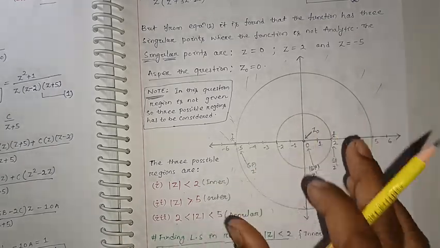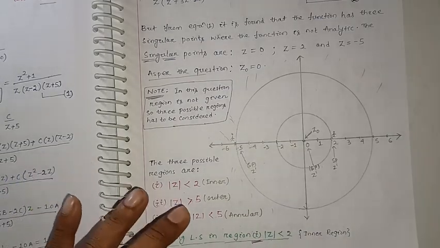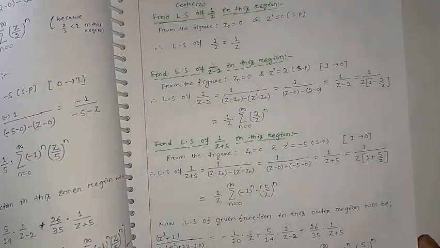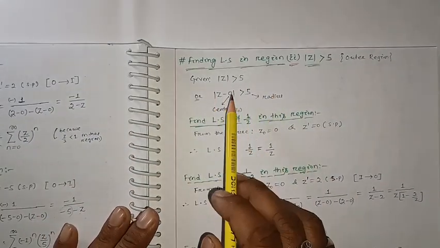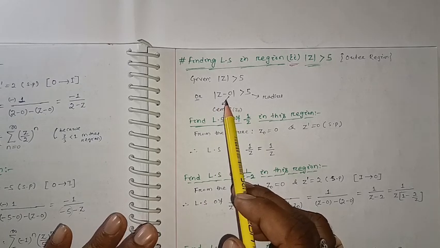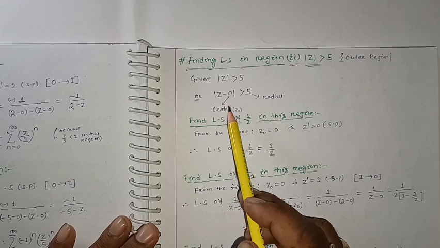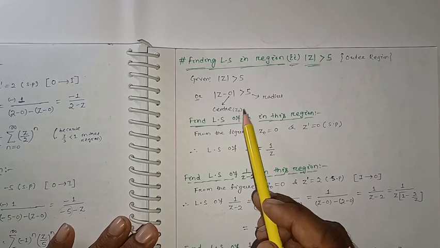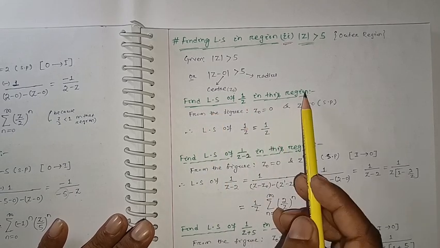If you do not draw the figure perfectly, then you cannot find the correct information or correct understanding. Okay, do that. Given that |Z| greater than 5, by the circular equation method, we can write |Z minus 0| greater than 5. Here 0 means the center, which is considered as your Z0, and 5 is your radius. Now we are going to find the Laurent series of 1 by Z in that particular region.